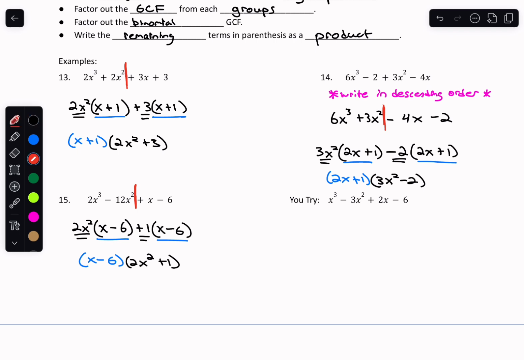So we're going to start by drawing a line down the middle. The first 2 terms have a GCF of x squared. So I'll pull that out and leave behind x minus 3. The second two terms have a GCF of 2. I'll pull that out and leave behind an x minus 3 again. I can pull that x minus 3 to the front, which leaves behind an x squared plus 2. And that is how you factor by grouping.